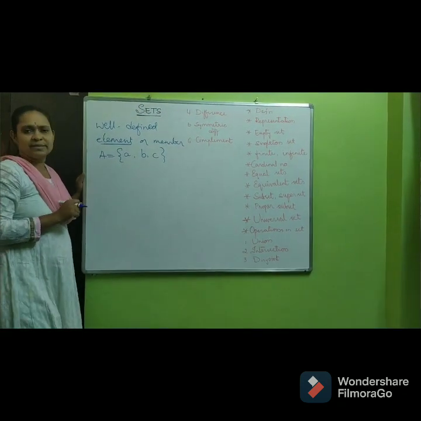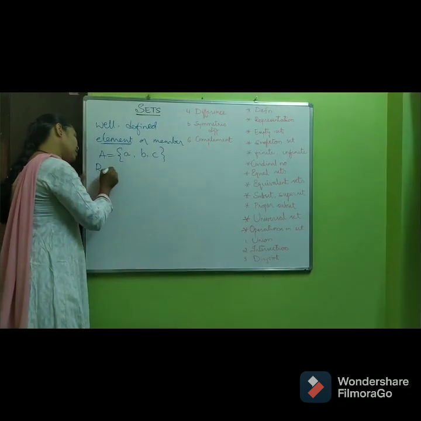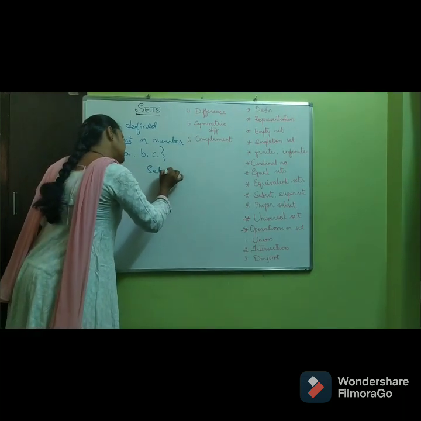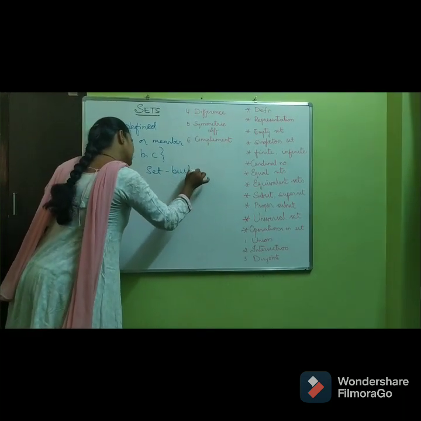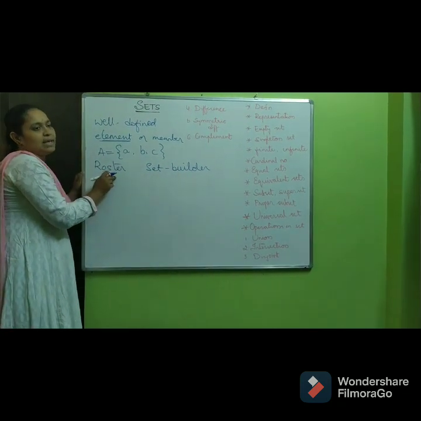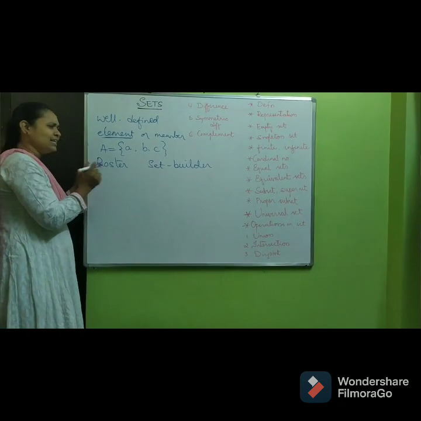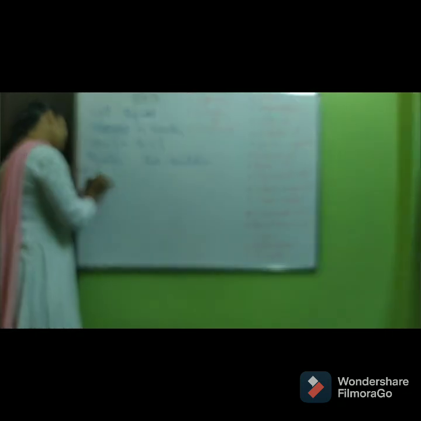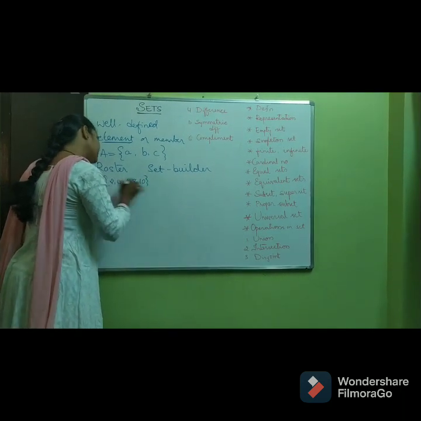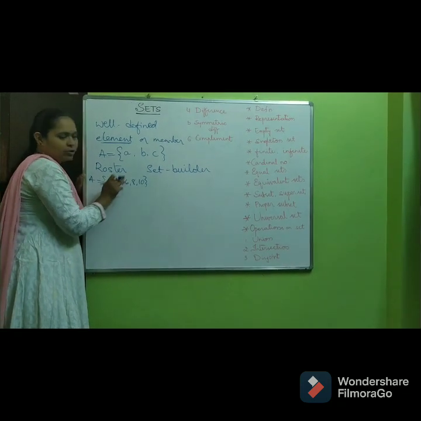We'll go for representation of the set. There are two kinds of representation. One is the roster method, another one is the set builder method, or set builder form. Roster method means here we are going to list every element of the set. That is, for example, A is equal to {2, 4, 6, 8, 10}. That is, you are going to list every element of the set.